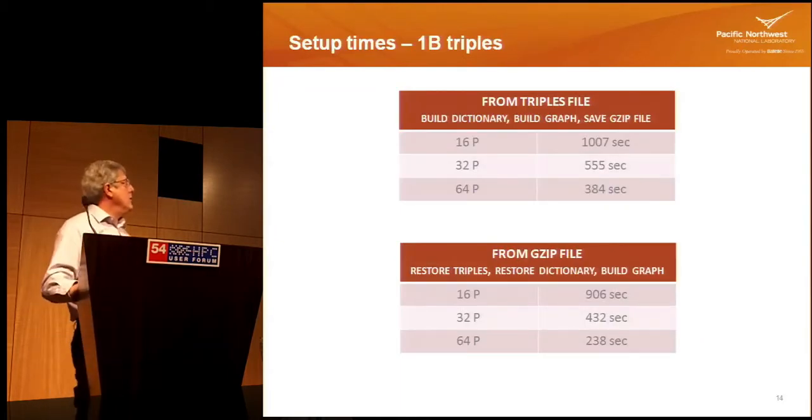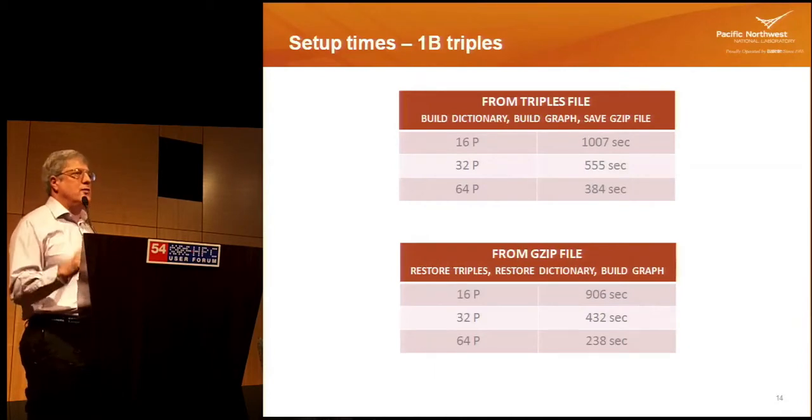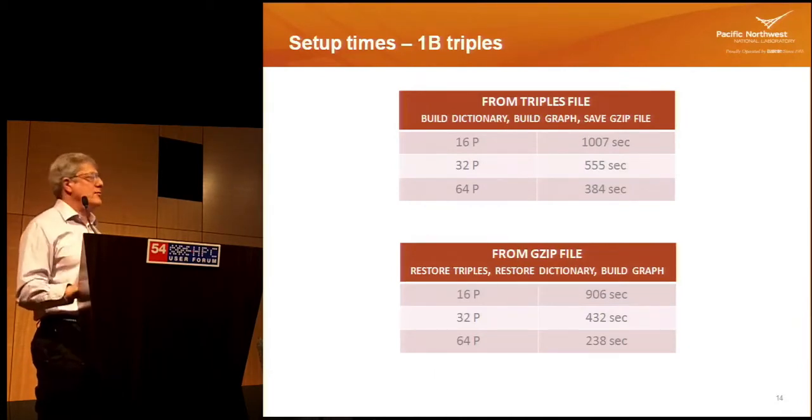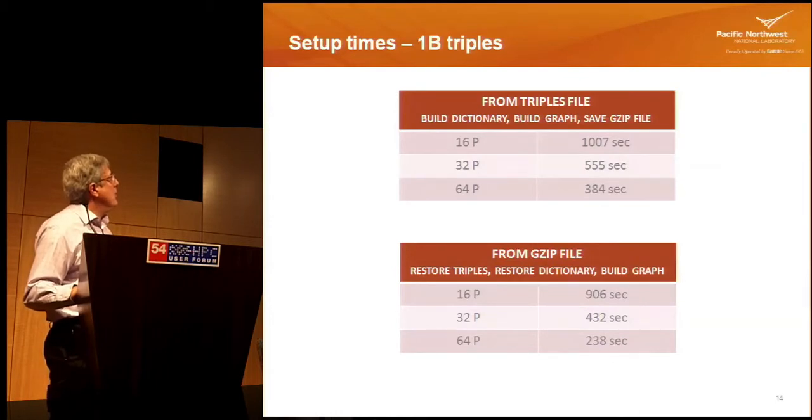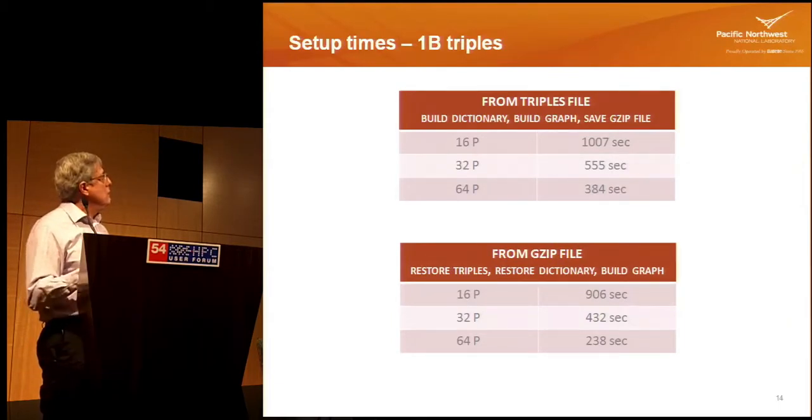Setup times, this is important. How long does it take you to ingest the data and then create the dictionaries and the graph data structures? So we have 2 forms. We can either come from sort of an ASCII triple file, so the typical RDF triples. And these are our build times to ingest the data, read the file, build the dictionary, build the graph, and then save a gzip file if we want to then reload the dictionary and library later on. So, on 16 processors, we're doing that at a billion triple data set in about 1,000 seconds, and it scales fairly well across 64p.